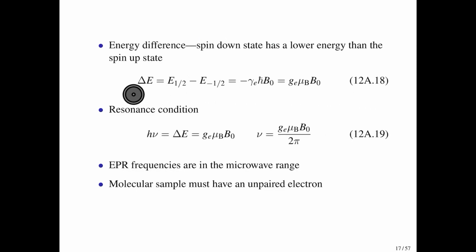Looking at the resonance condition for EPR, you take the difference in energy between the two spin states that are split by the magnetic field, and you can calculate the EPR frequency for electron spin flips in the presence of a magnetic field. Everything is perfectly analogous to what we had for NMR. In order to use EPR, your molecule or your atom must have an unpaired electron. That makes EPR useful for certain types of transition state complexes.